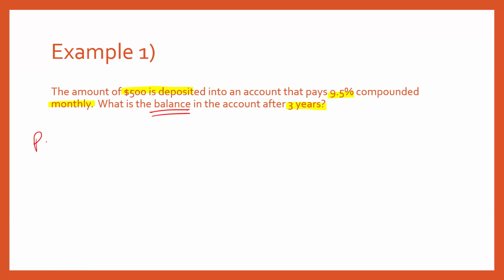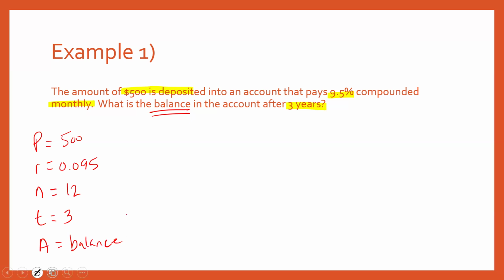Our P is our beginning amount, our initial amount, which is 500. Our R is our rate. What's our rate? 9.5. What is that in decimal form? 0.095. And we have compounded monthly. How many months are in a year? 12. So our N equals 12. Next, our T is 3. And it's asking for our A, our balance, and that's what we do not know. So we're solving for the balance.